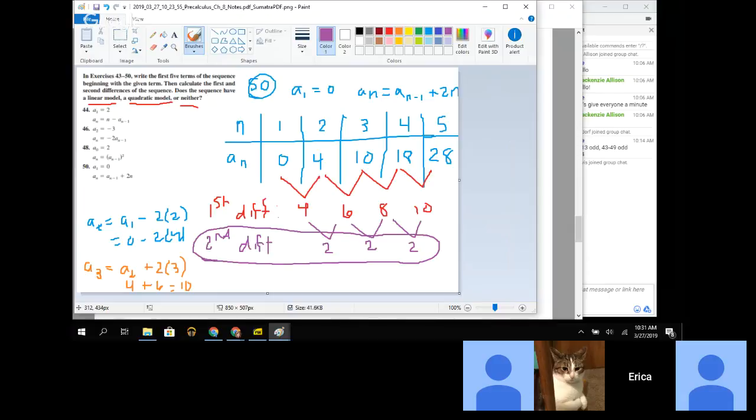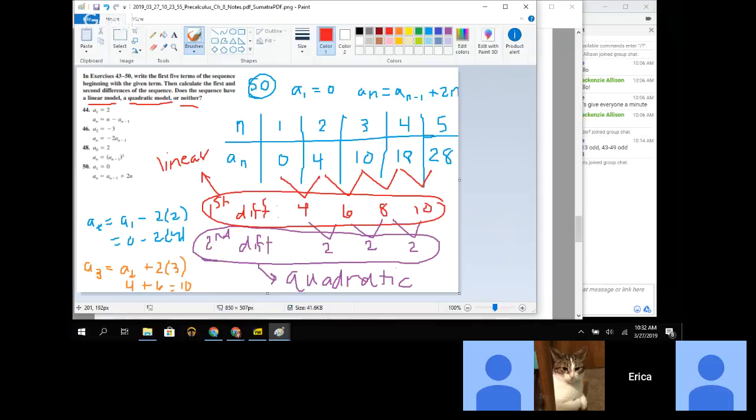So when you have a sequence where the second difference is the same, that means that this is a quadratic sequence. If you have a sequence where the first difference is the same, which is not the case here, then it's a linear sequence. Okay, and if you have an example where the first and the second difference are both not constant, then it's neither, it doesn't follow a model.